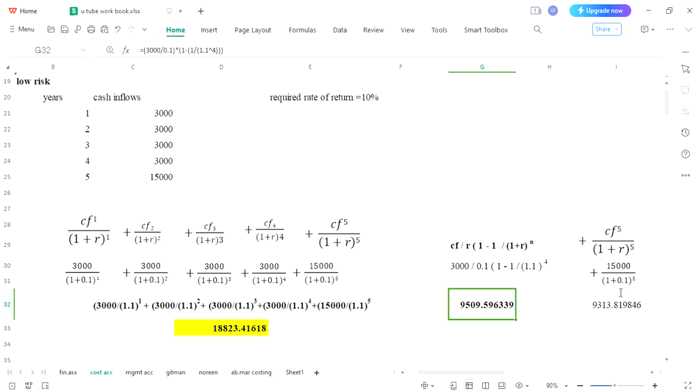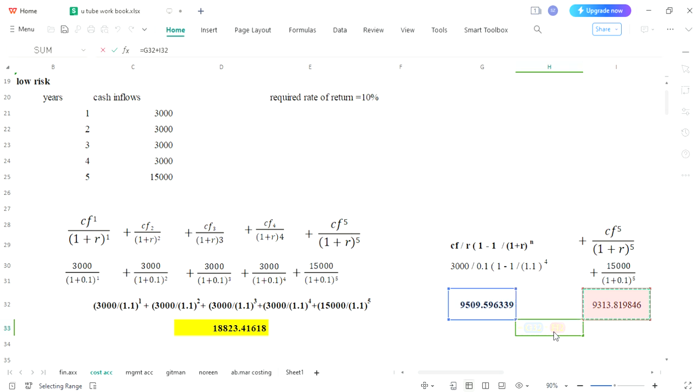Look, and finally we will add both. This is the value of asset after 4 years, and then you will add the value of asset at the end of the 5th year. Add it up, and here you can see 18823 and 18823, the same amounts are present over here. After which, let's change its font color. We need to make it, okay, let's choose it.